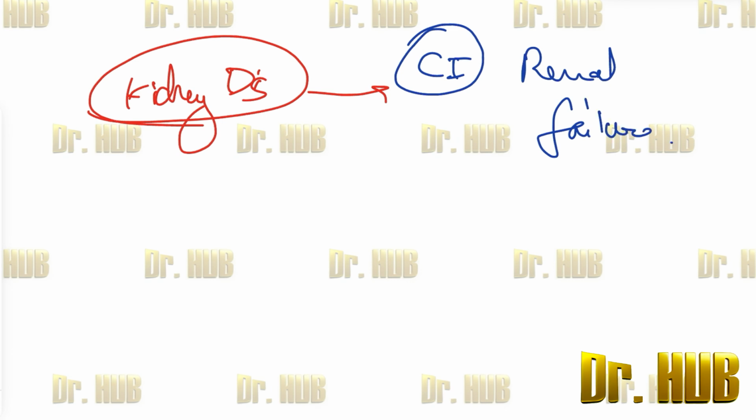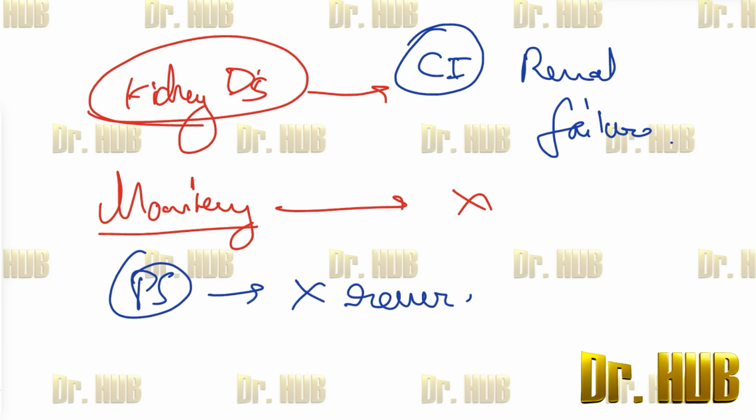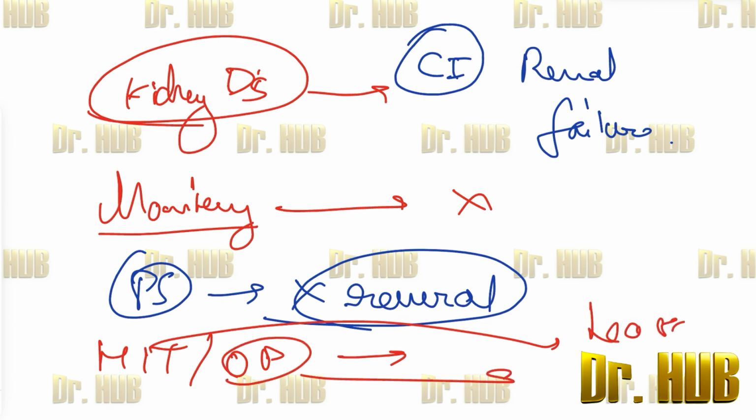Next, let's look at what is to be done in case of monitoring. There is no need of monitoring. And what about the protamine sulfate antidote? There is no reversal. Then we spoke about HIT and osteoporosis. In case of HIT, it is the least risk. And in case of osteoporosis also, the risk is low.